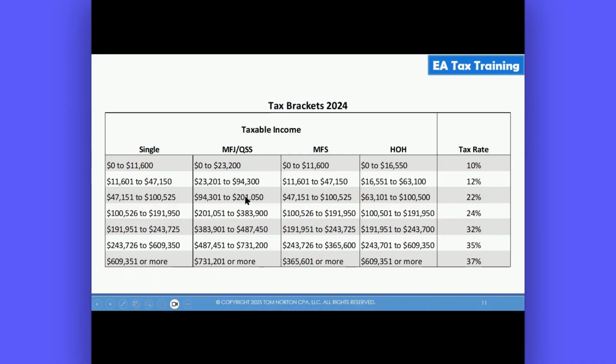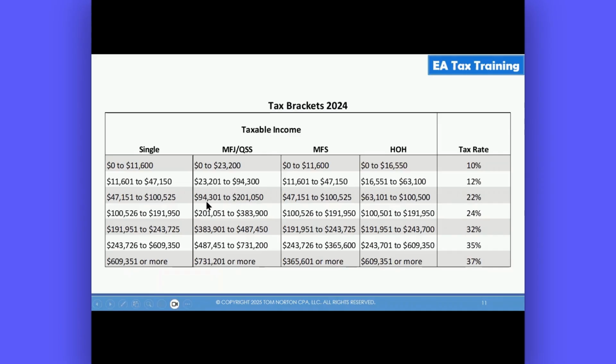And the reason they're concerned about this is because they misunderstand how tax brackets work. What they're thinking is that if they make $94,300, then all of their income is going to be taxed at 12%. But if they make $94,301, they're thinking that all of their income is going to be taxed at 22%. So they're saying, hey, I don't want to make that extra dollar because that's going to cost me an extra 10% in income tax. But that is not how tax brackets work.